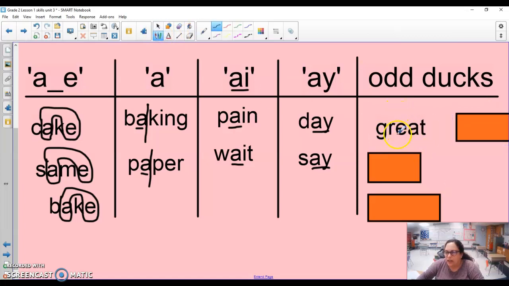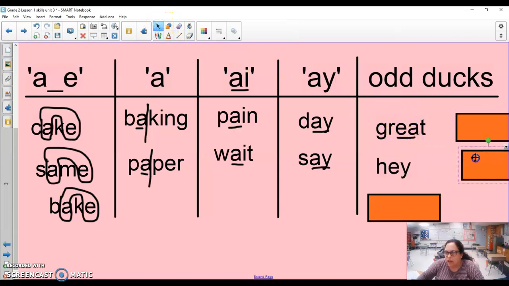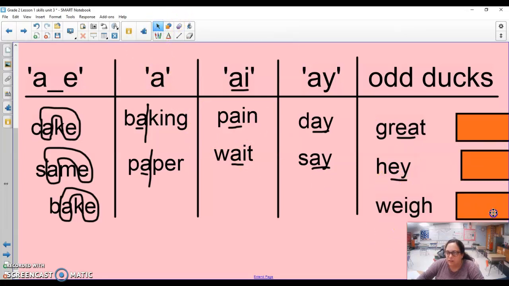So this E-A says A. And then we have hey. E-Y says A. And then we have way. And this E-I-G-H says A. Okay, and this is not the way that's spelled over here. That would be W-A-Y. This is weigh, meaning like, how much do you weigh? So you would stand on a scale and you would see how many pounds you weigh.